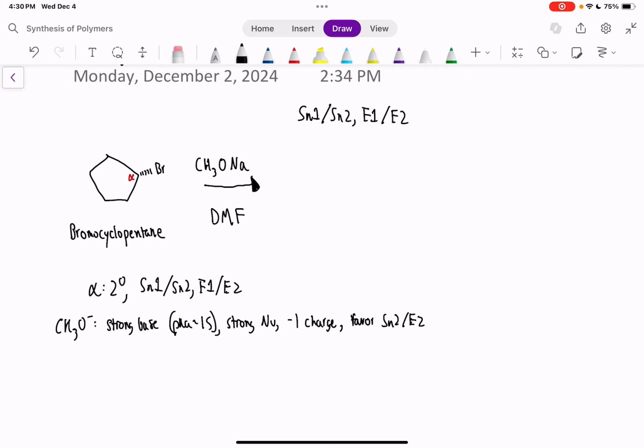Since we have a strong base and strong nucleophile, I tend to think of these as quote-unquote more reactive or more willing to react than, say, if we had the protonated form of methoxide, methanol, which would likely react via solvolysis, and we would go through SN1 or E1 instead.